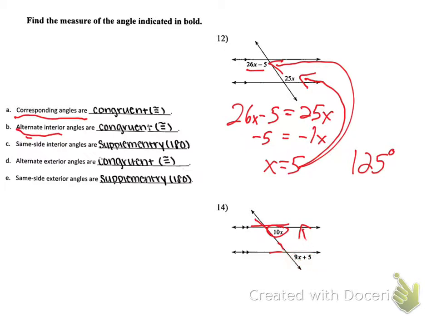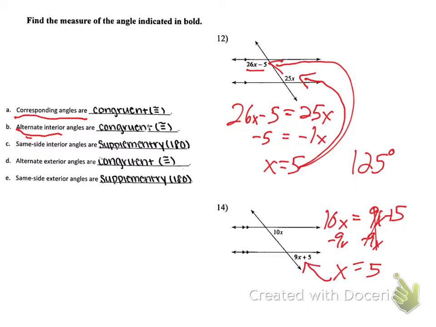Congruent means they're equal to one another. So I'm going to do 10x is equal to 9x plus 5. I'm going to minus the 9x on each side, so x is equal to 5. Then I have to remember to plug it in for the bold. 9 times 5 is 45 plus the 5 there is 50, so this is going to be 50 degrees. Since these angles are corresponding and congruent, you can plug it in right there and you'll get the same thing. So your final answer right there is 50.